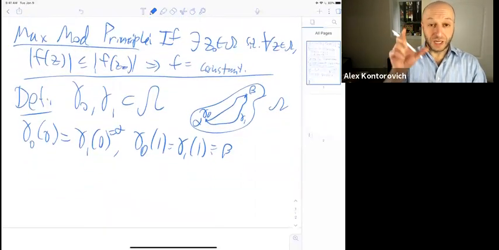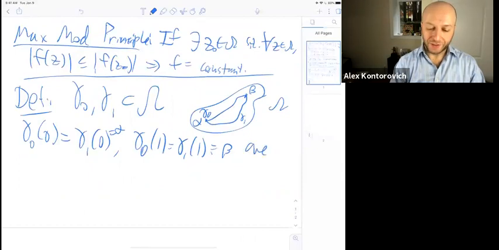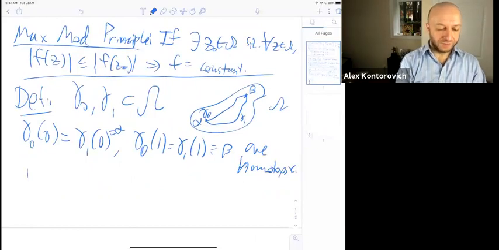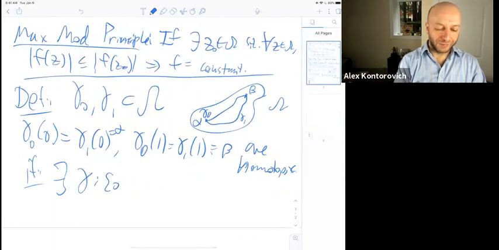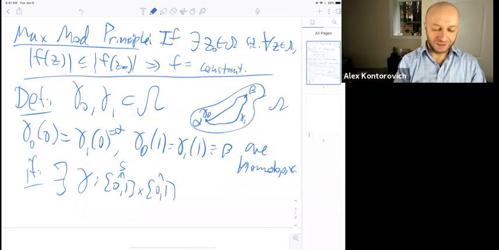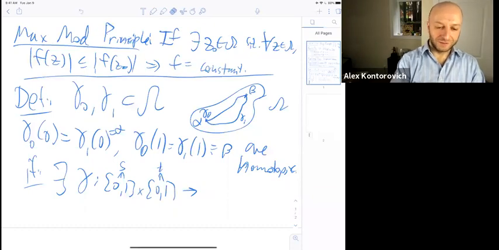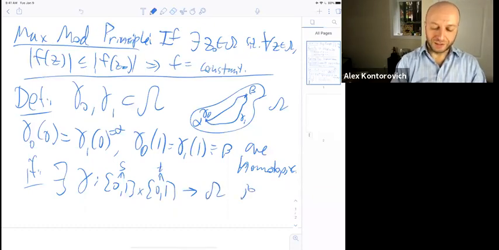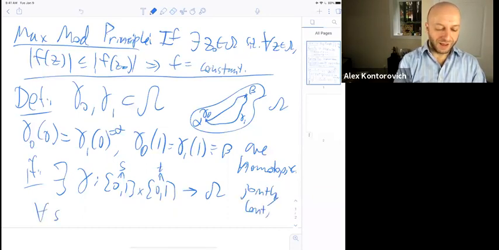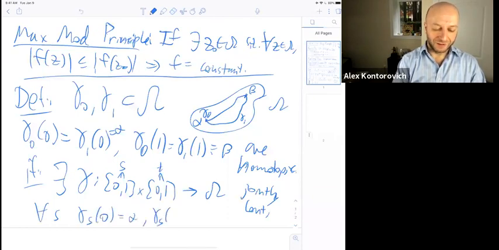These two curves with the same starting and end points are homotopic if there exists a homotopy. That is, a map from S in [0,1] cross T in [0,1] to omega, which is jointly continuous, such that for all S, gamma_S(0) is alpha. They all start at alpha. They all end at beta.